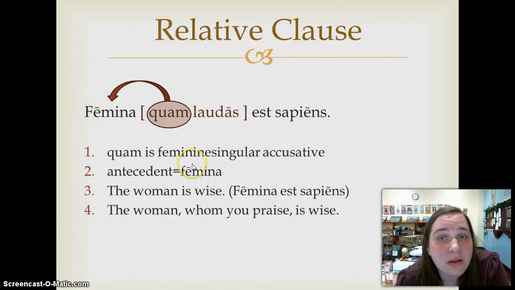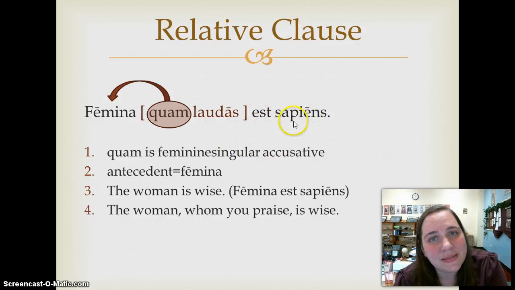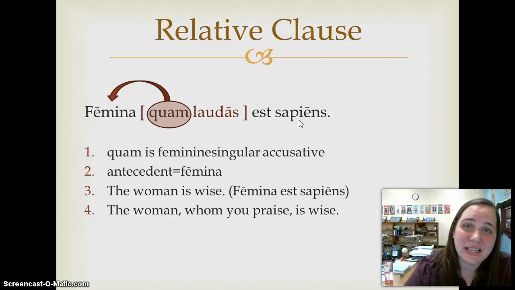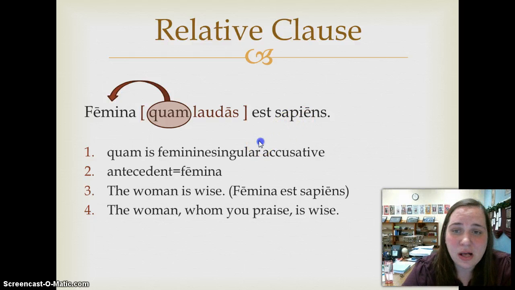Okay. Now, if we follow the next step, we translate the main sentence. So quam laudas is our relative clause, but we want to translate the main clause. Femina est sapiens. The main clause translates as the woman is wise. And then we want to translate the quam laudas immediately after its antecedent, femina. The woman, quam, whom, because it's the direct object of laudas, whom you praise, est sapiens, is wise. There you go. That's how you translate a sentence with a relative clause in it.